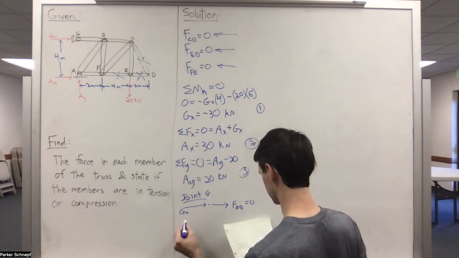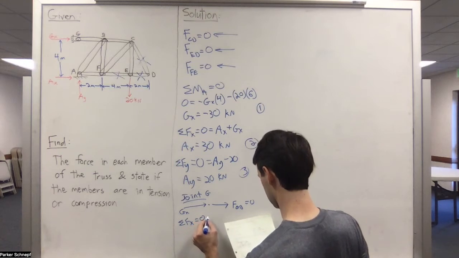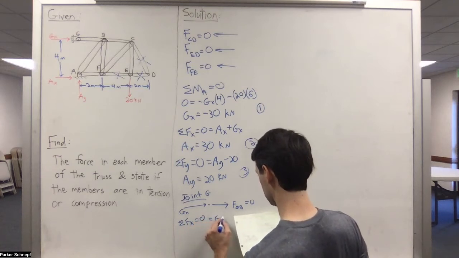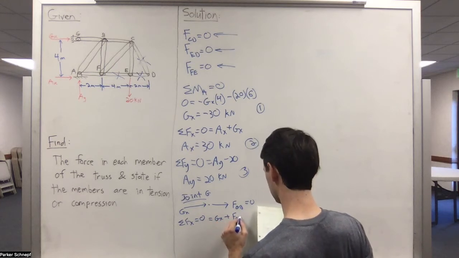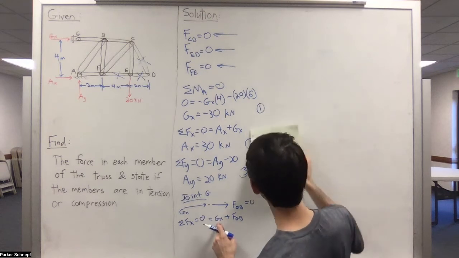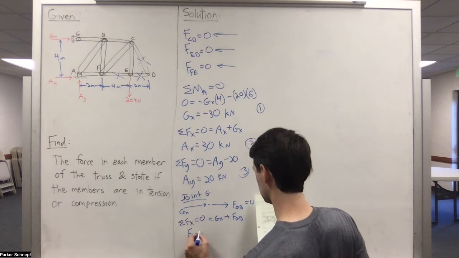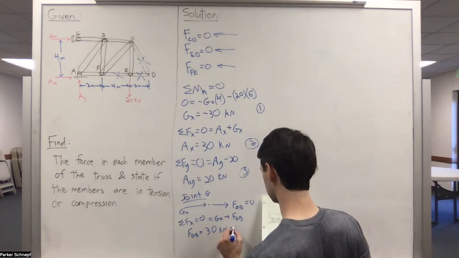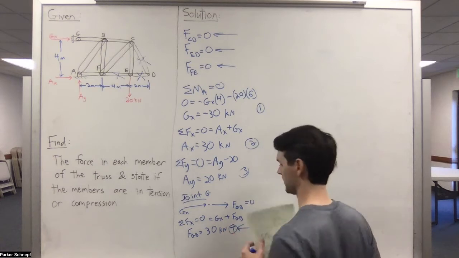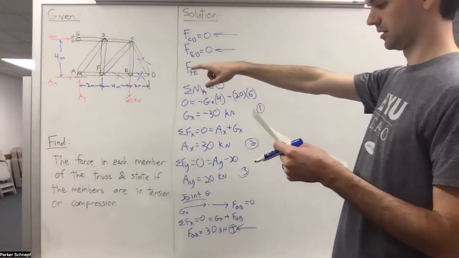We've already found GX, right? So we're just going to do sum of the forces in X equals 0. Equals GX plus FGB. And of course, we know GX is minus 30. And so we end up getting that FGB equals positive 30 kilonewtons. And that's a positive answer, so that's in tension. There we go, FGB.